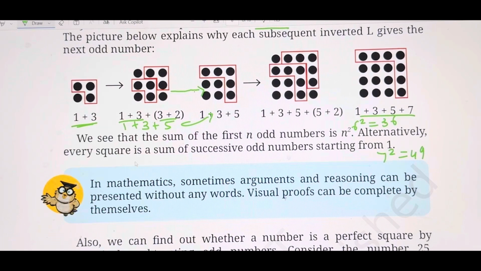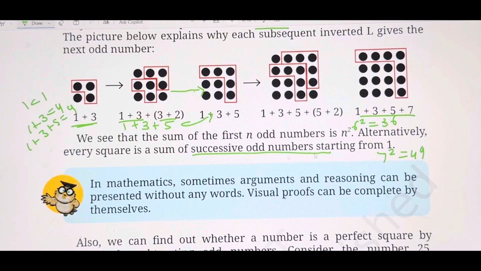Alternatively, every square number is a sum of successive odd numbers starting from 1. That is what we saw. Like 1 is 1, 1 plus 3 is 4, and 1 plus 3 plus 5 will give you 9, right? This fact will also be useful to decide whether a number is a perfect square or not. Let us see that further.